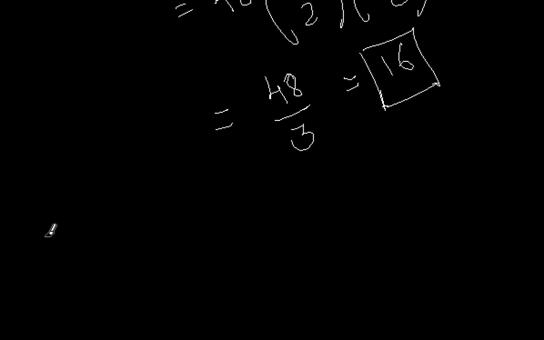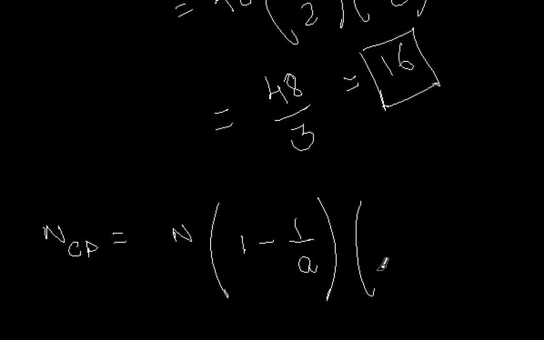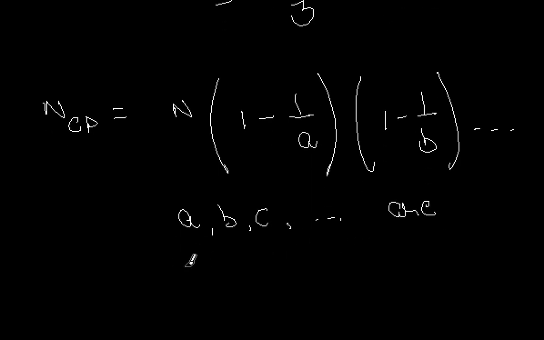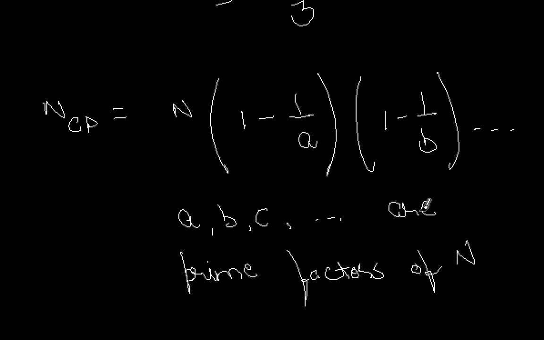So we just have to remember that the number of co-primes to capital N which are less than n is given by the number itself, n, into 1 minus 1 upon a into 1 minus 1 upon b and so on, where a, b and c and so on are prime factors of n. This is how we compute the required value.